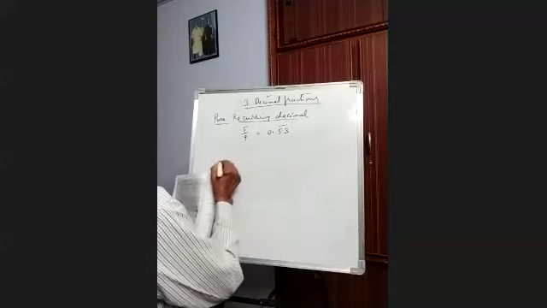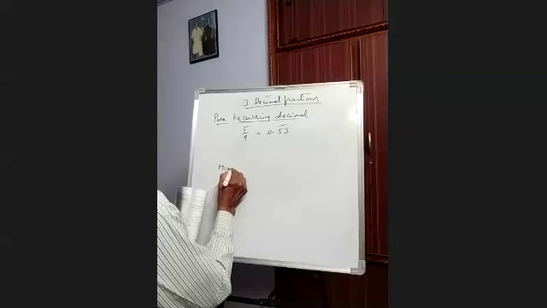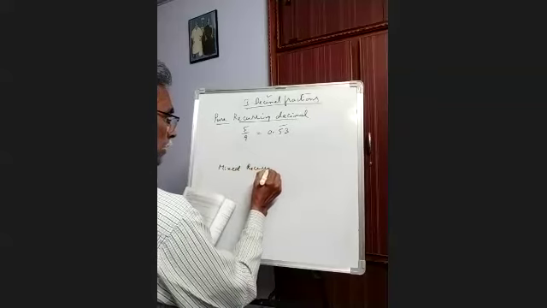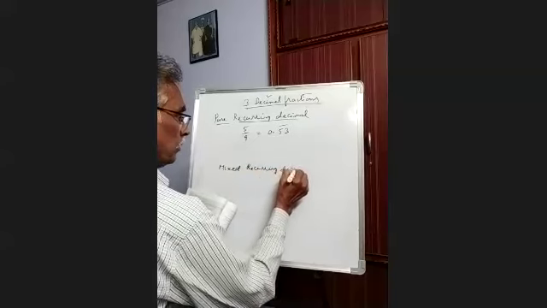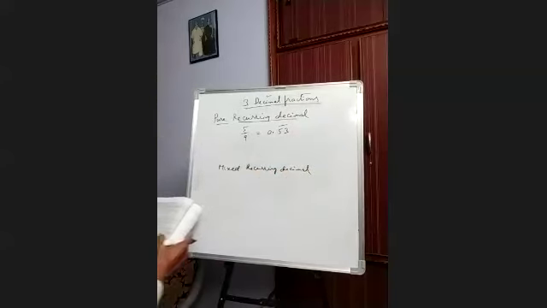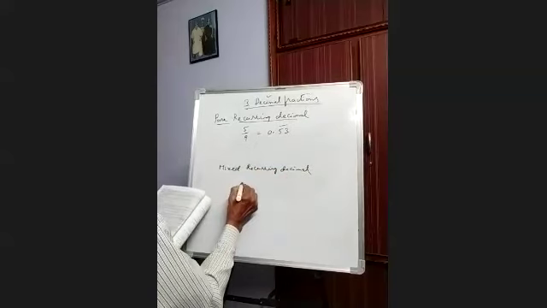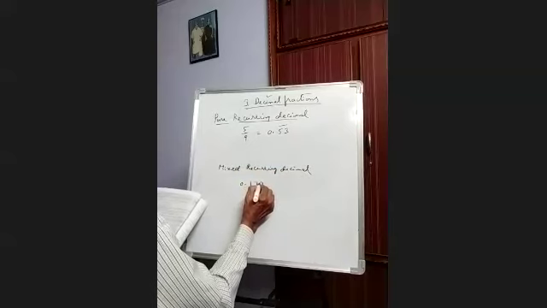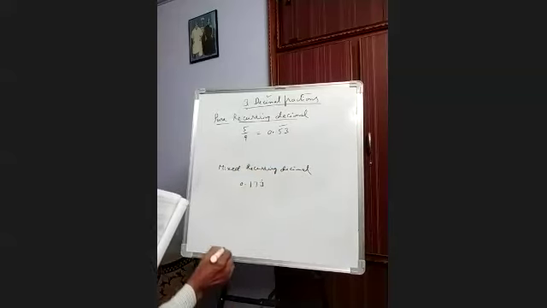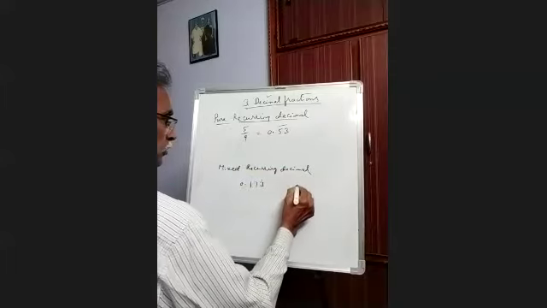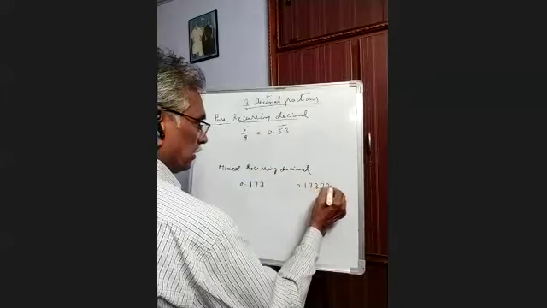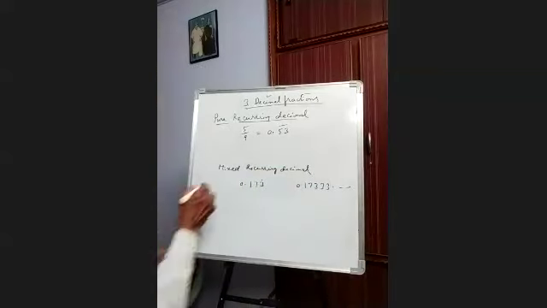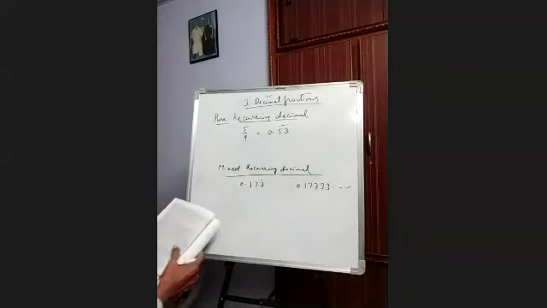Mixed recurring decimal. Example: 0.17 with a dot over 3. That means 0.17333 and so on. 1 and 7 are not repeated. This is called a mixed recurring decimal.